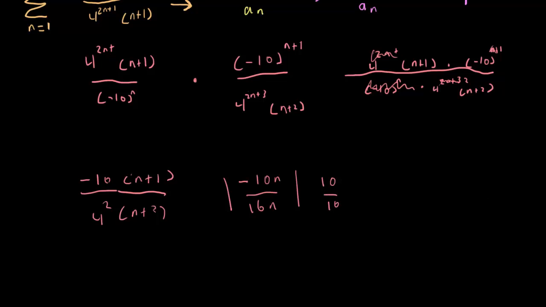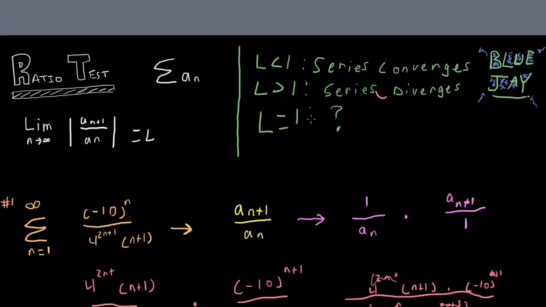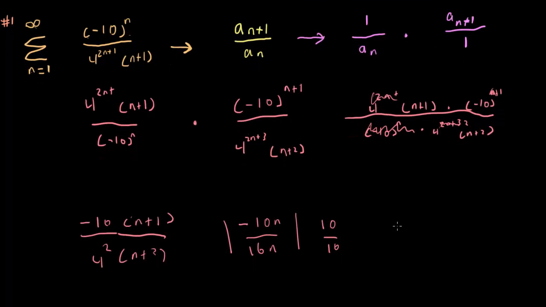Now, going back to our original set of rules, we know that 10 over 16 is less than 1. Thus, by the definition of the ratio test, we know that this series converges.